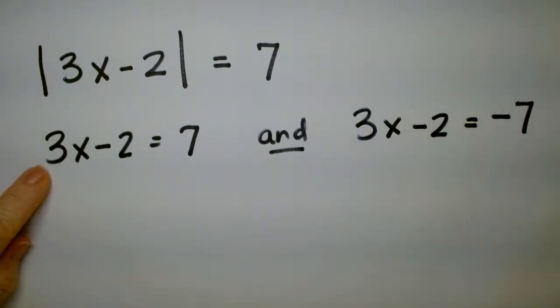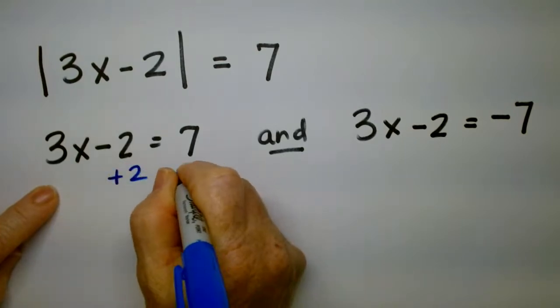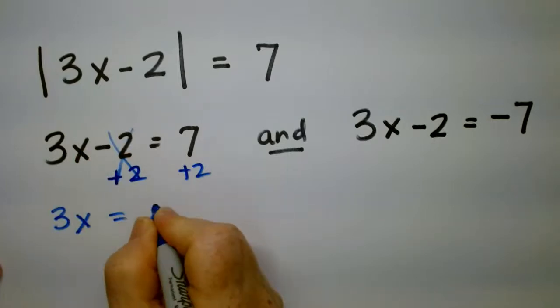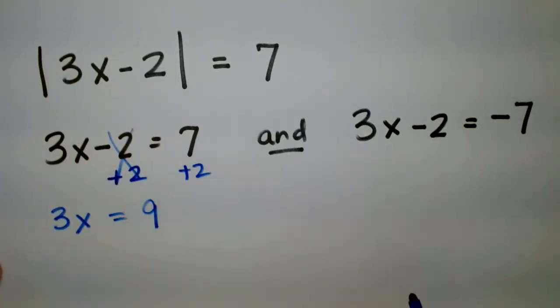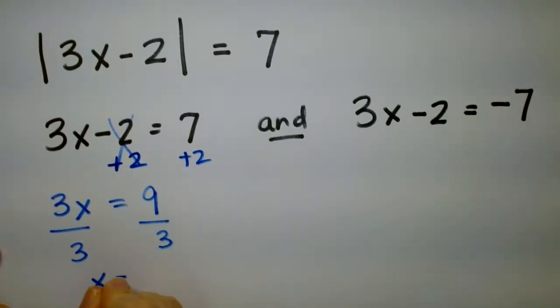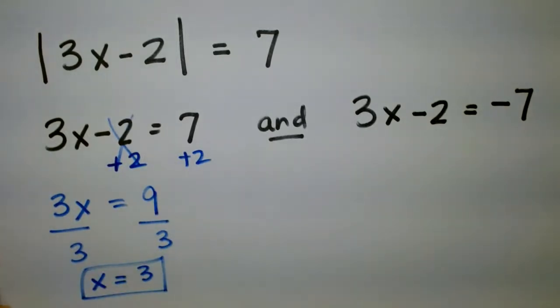All right, so let's solve for x. Okay, so plus 2. I have a 3x, this goes away, equals 7 plus 2 is 9. Divide both sides by whatever's in front of the x. And then I will have x is equal to 9 over 3 is 3. Good.